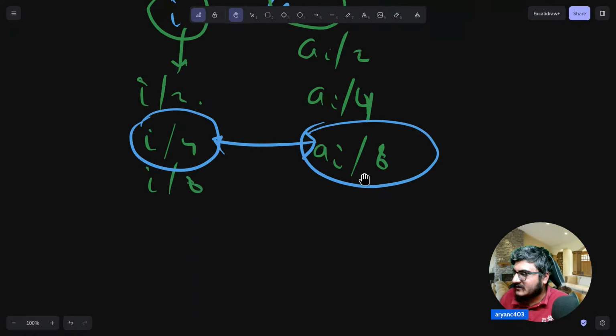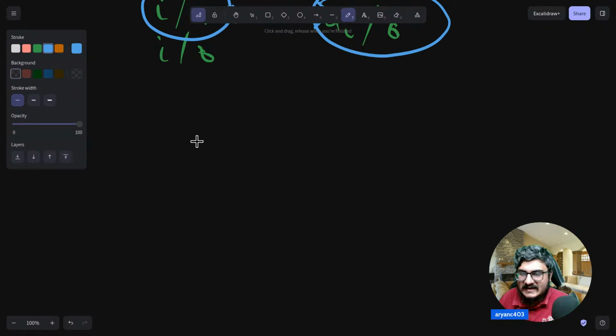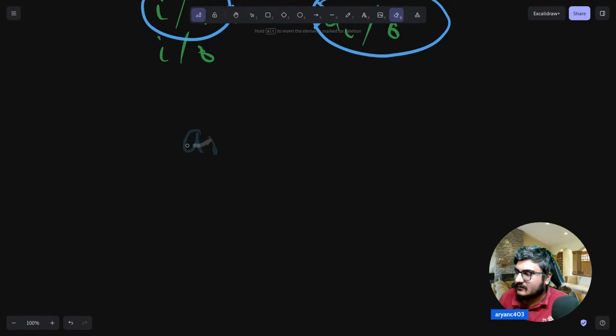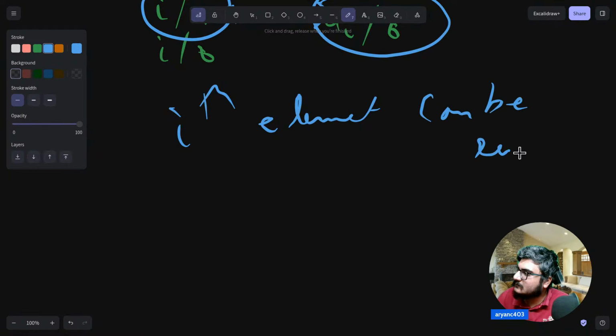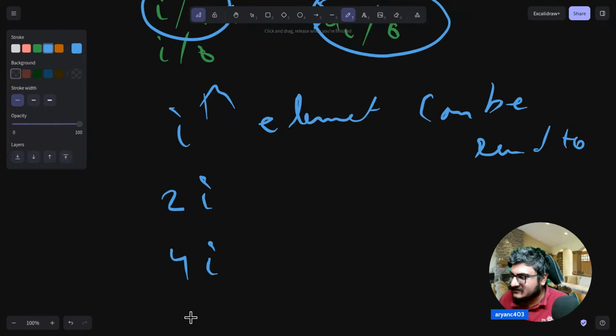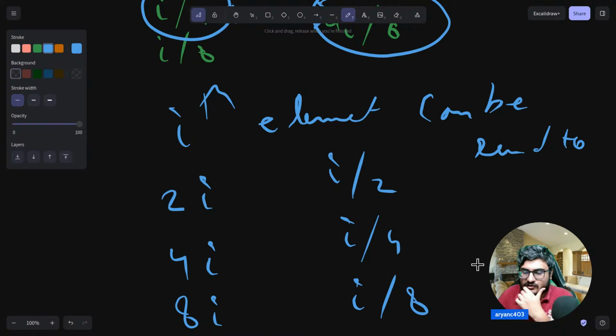Or another way can be, for example, for each AI, you can see how you can send the ith element. The ith element can be sent to 2i, to 4i, to 8i, to I by 2, to I by 4, and also to I by 8, and so on. So you can keep trying all of these permutations and see what is the right one.